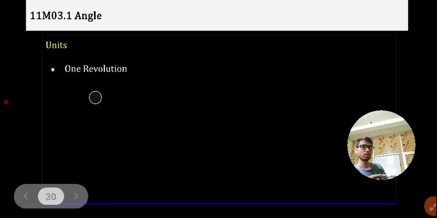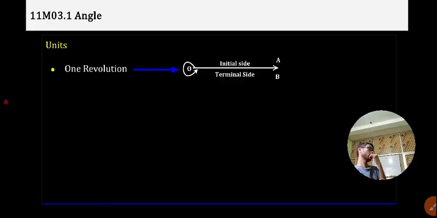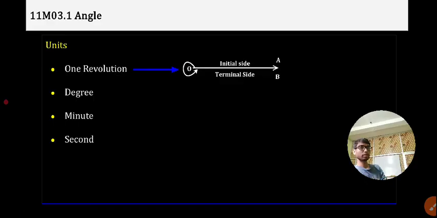Okay, clear. Units. One revolution means a complete 360 degree turn one time. So one complete circle would be one revolution. Here we have the initial side. This initial side and terminal side would be the same here, and this is one complete revolution. It rotated 360 degree. Now degree. What is a degree? Degree, minute, second, radius.